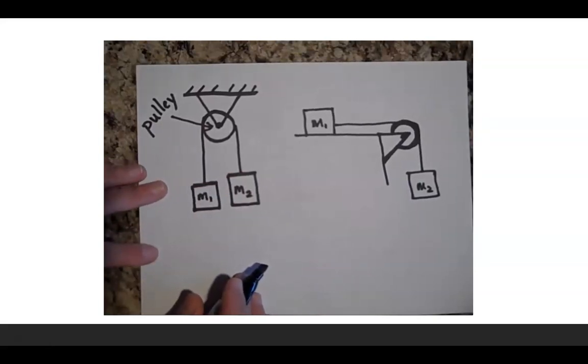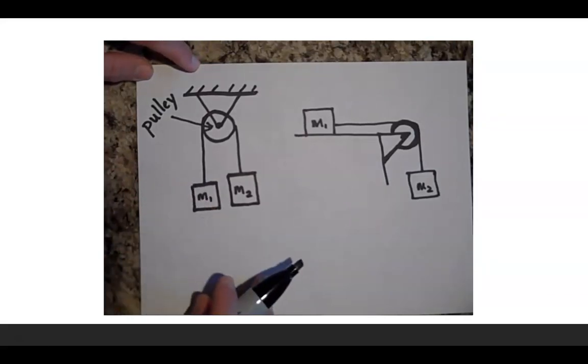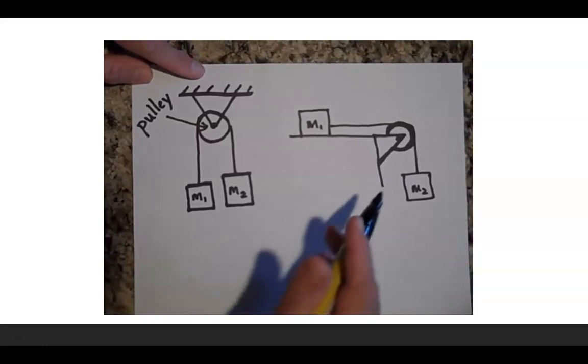A guy by the name of Atwood used this type of machine to study acceleration of objects. That's why they're called Atwood's machines.